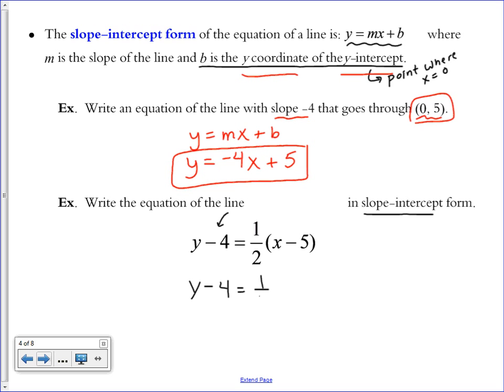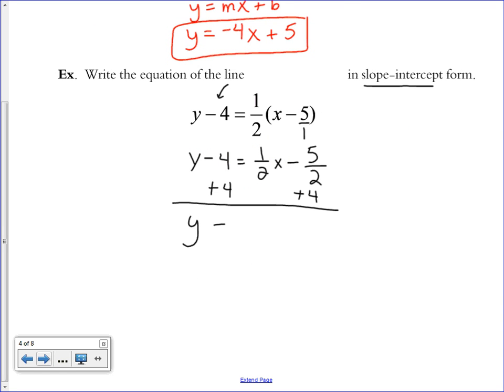1/2 times x, and 1/2 times -5. Now when you multiply a fraction times a whole number, remember the whole number is over 1, so you can do top times the top, -5, and then the bottom times the bottom, over 2. And then we'll leave it as a fraction. Then we're going to add the 4 so that we can have y by itself.